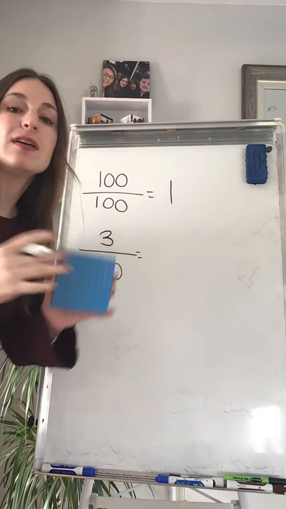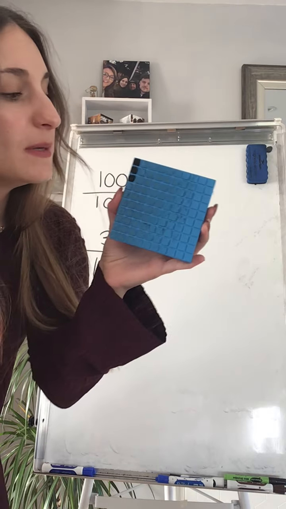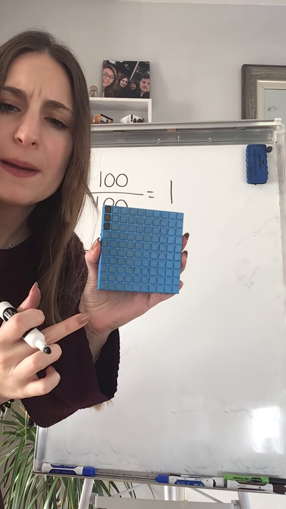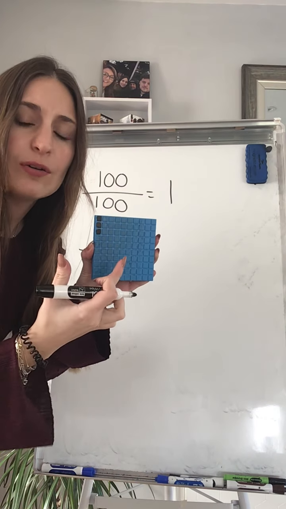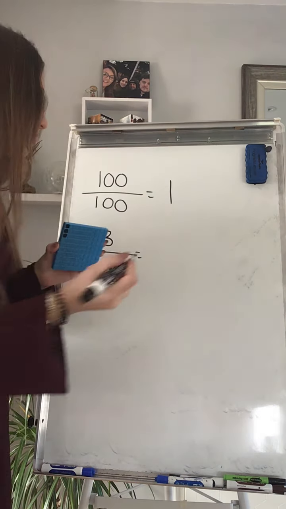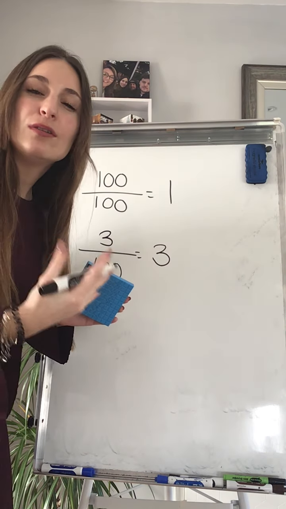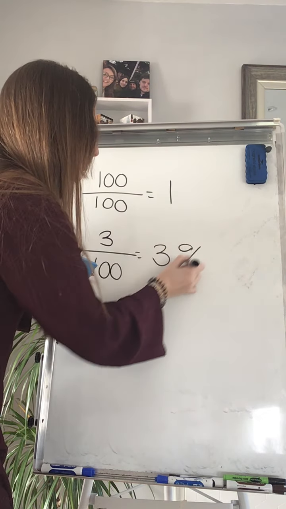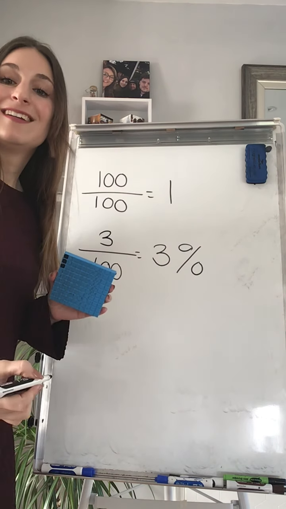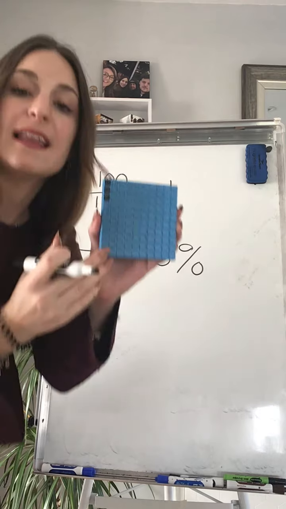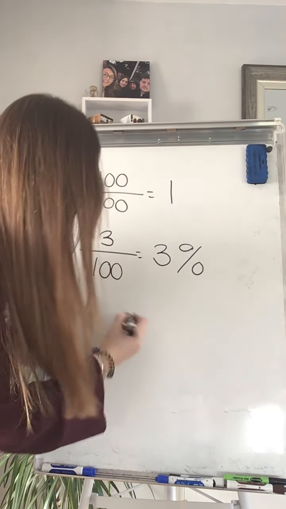But then, now, if you look at it, and that's what we are going to be doing today, you have 3 out of how many? You have 3 out of 100. So you have basically 3 out of 100. I can use percentage, isn't it? 3%.